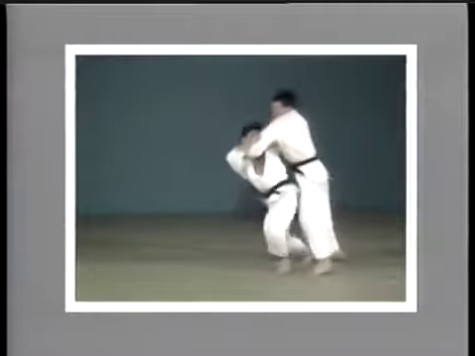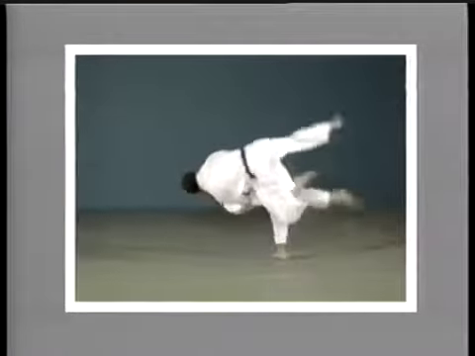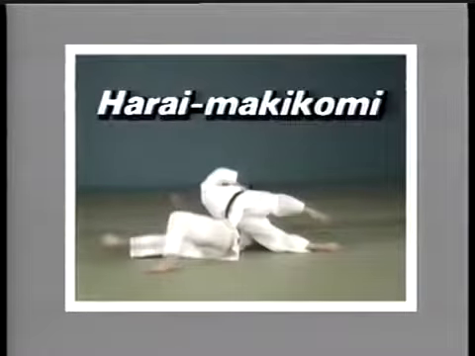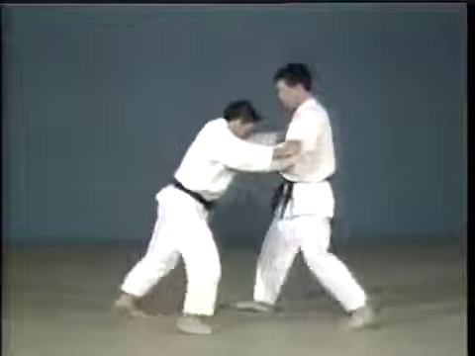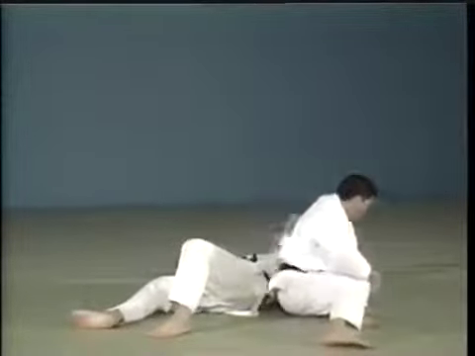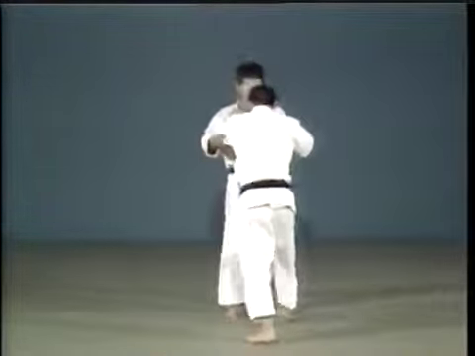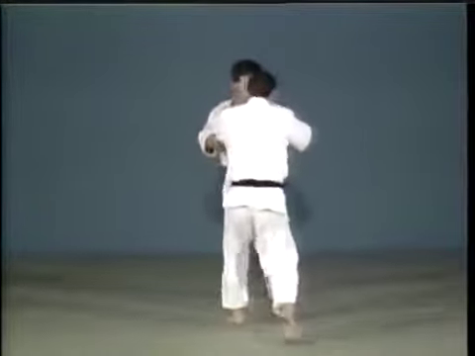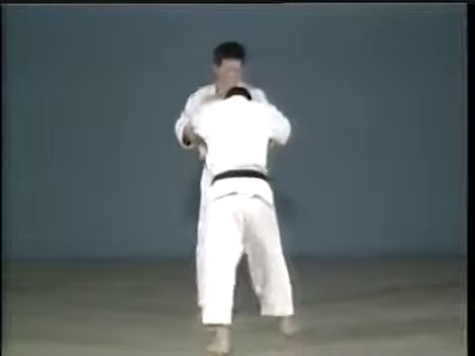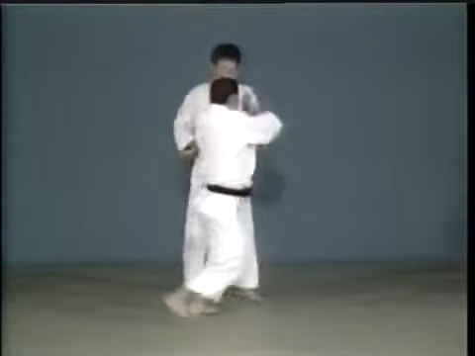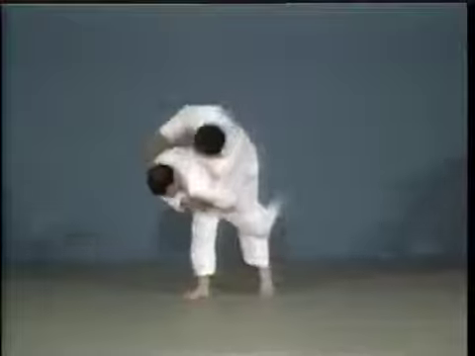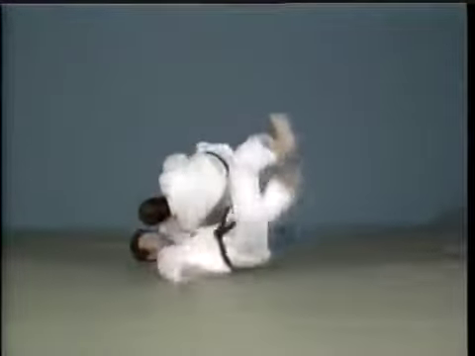Harai makikomi. In harai makikomi, you lift your opponent up using harai goshi, then throw, wrapping him around you. There are two ways to throw. In the first method, lift up your opponent and wrap him around you as you grasp him by the arm like this.